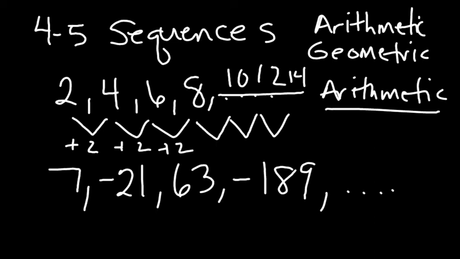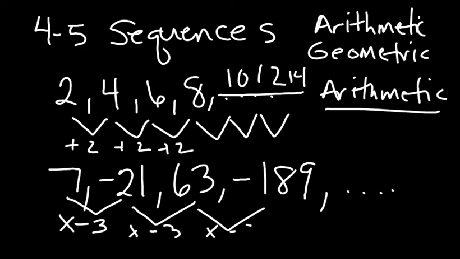The second sequence, what in the world is happening to get from 7 to negative 21? It's multiplying by negative 3. So times negative 3, that looks like x minus 3 to me, times negative 3, times negative 3. So what kind of a sequence is this? It's a geometric sequence, because geometric sequences have to do with multiplying and dividing to get to the next number.